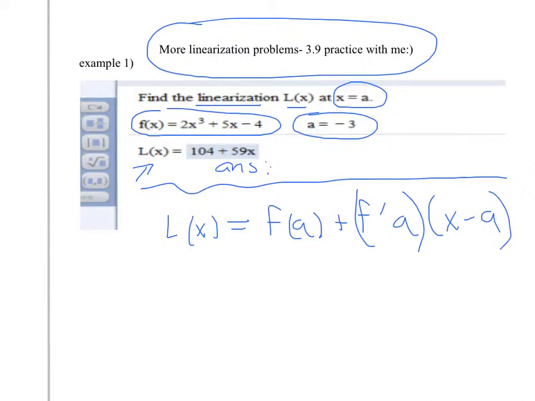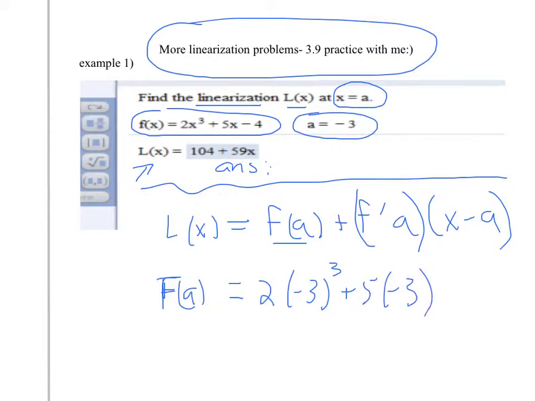Okay, so first we're solely following a recipe, and then we talk about what it really means right at the end. So for the function evaluated at a, all you're going to do is store -3 into your original function. I'm going to lay out the pieces of the puzzle here. So f of a is equal to 2 times -3 cubed plus 5 times -3 minus 4. Go ahead and type that out in the calculator, crunch it out.